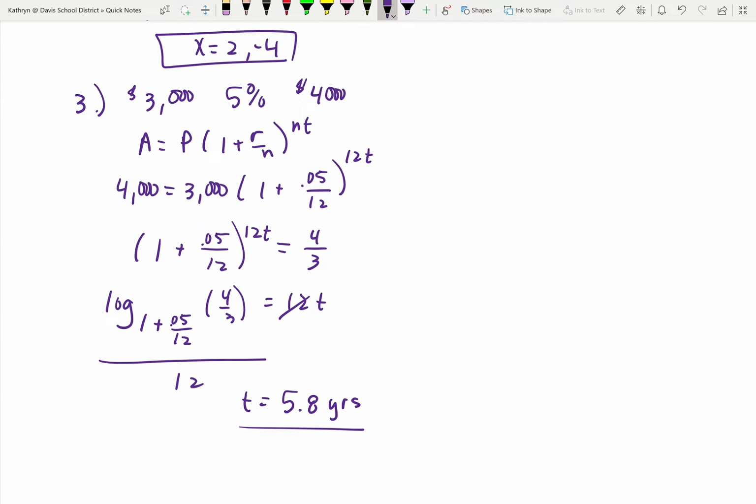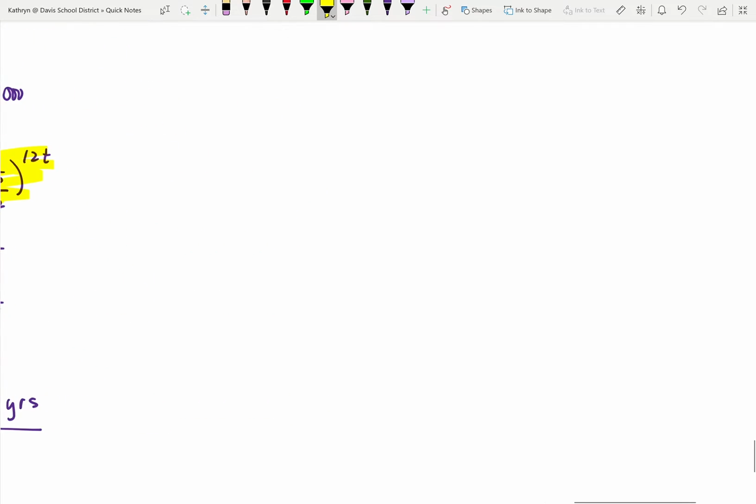Totally checkable. Hit store, enter. Put it into the left-hand side, the right-hand side over here, and I better get 4,000, okay? So please remember to check all these things.